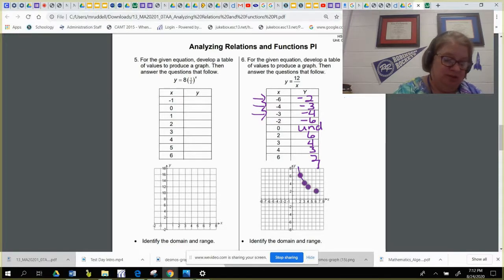Because we have an equation, it was continuous, so we connect it. The negative parts that we had were -6, -2, -4, -3, -3, -4, and -2, -6. So it's just the reflection or the mirror image there. There's your graph. It says identify the domain and range.